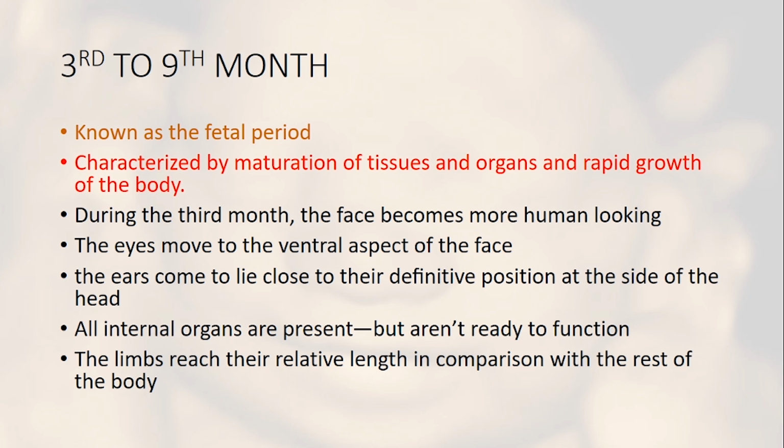Again, so from the 3rd to 9th month, this is known as the fetal period. This is characterized by maturation of tissues and organs, and rapid growth of the body. By the 3rd month, the face becomes more human-looking. The eyes move from the side to the ventral aspect of the face. The hair comes to life in its definitive position. All the internal organs are present by the 3rd month, but they are not ready to function at the moment.